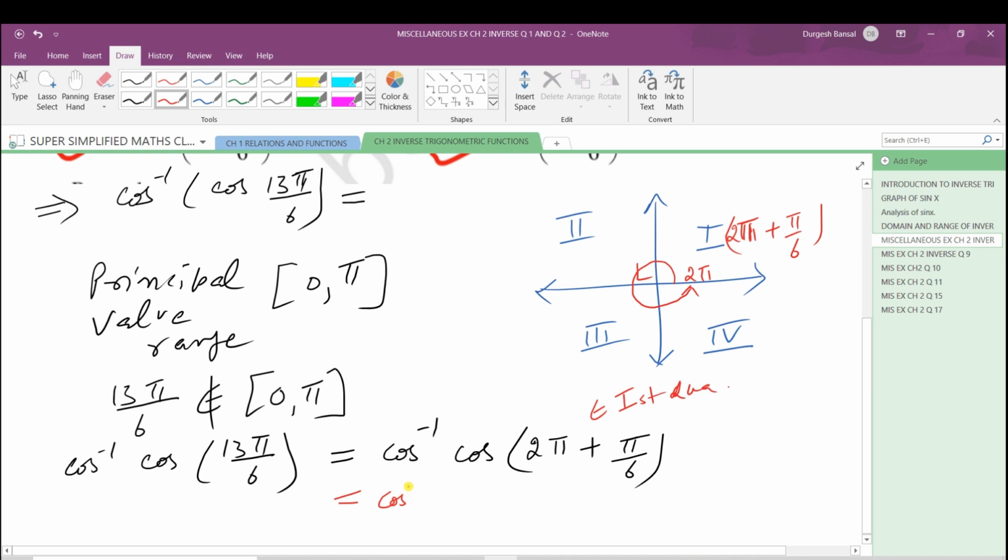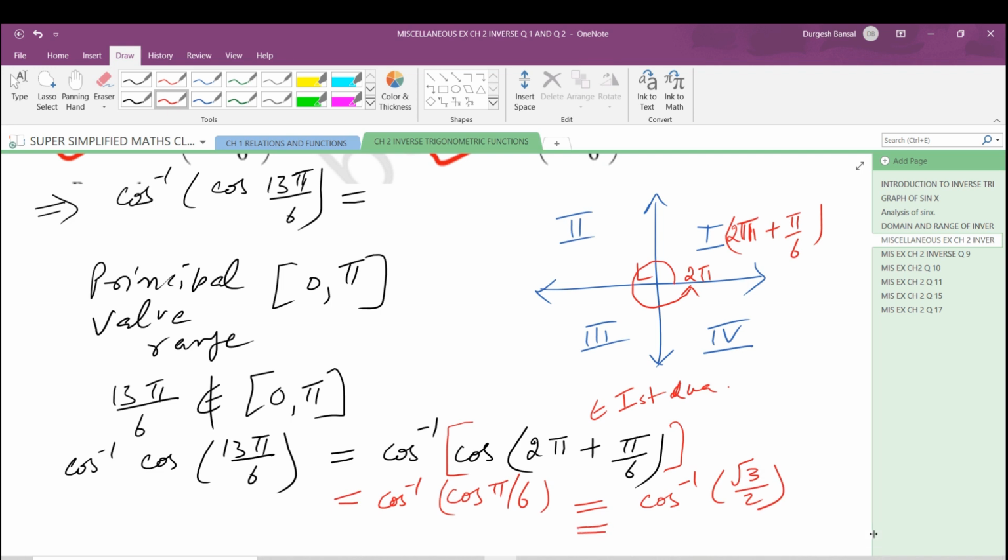So now we have to write the result of cos of 2 pi plus pi by 6, which is going to be cos pi by 6. Now cos pi by 6 means cos 30 degree, and the value of cos 30 degree is root 3 by 2. So in place of cos pi by 6, I substitute its value, that is root 3 by 2. Now you have to find the value of cos inverse root 3 by 2.